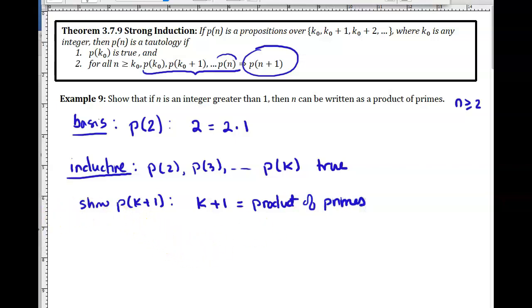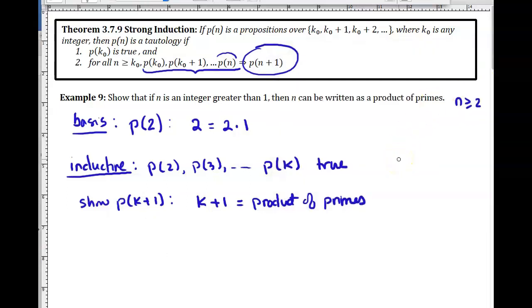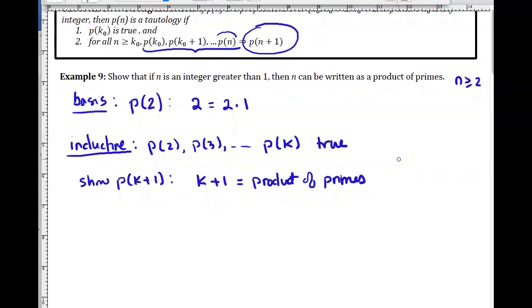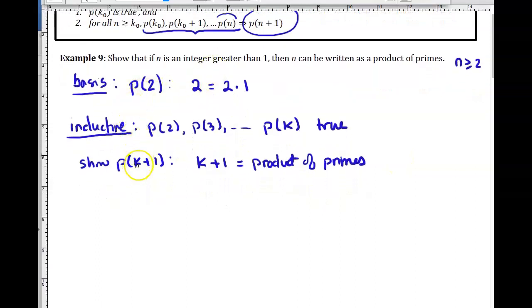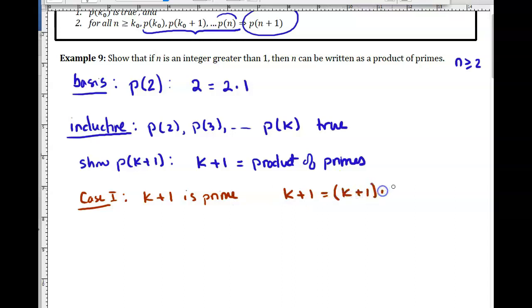All right, so here's the argument. Here's how strong induction works. And strong induction uses a lot more words than equations. So we consider 2 cases. Case 1: k+1 is prime. If k+1 is prime, then k+1 is equal to (k+1) times 1. So that basically proves it, because this is a product of primes. Okay?